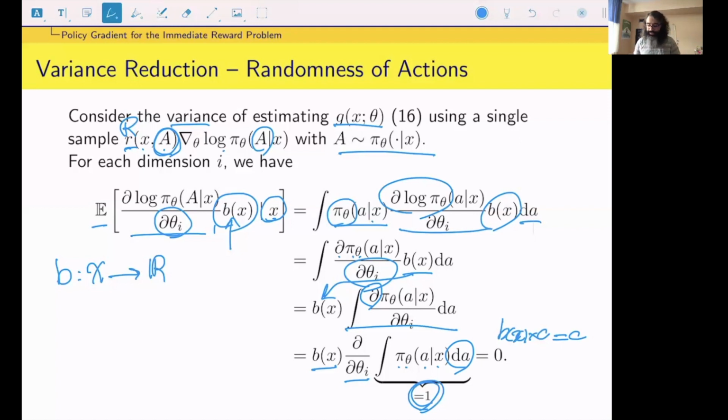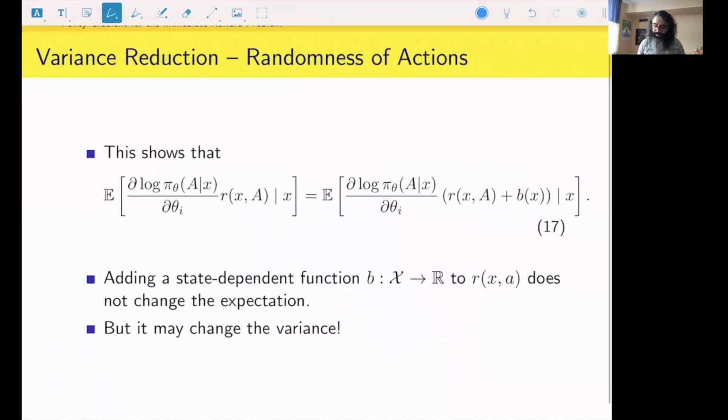So this is interesting because it shows that if I add this term, the derivative of log times b of x for each x, the value of that would be 0. So I'm going to use it. By doing this, basically, the policy gradient that I had, the contribution of a single state of it, is this expectation.